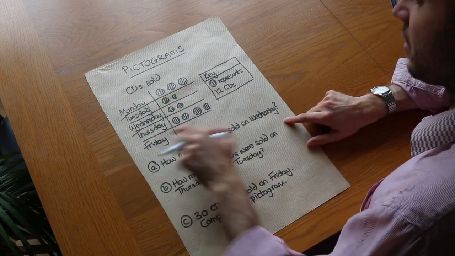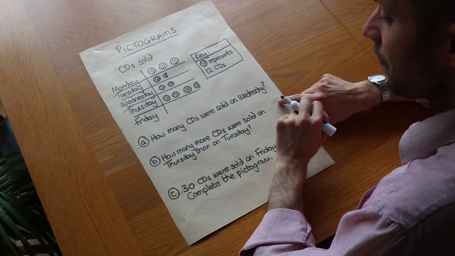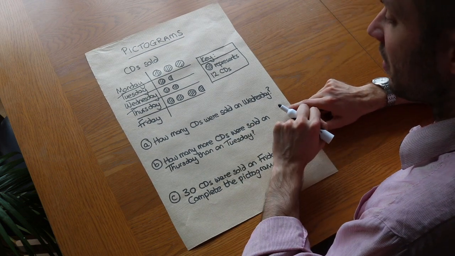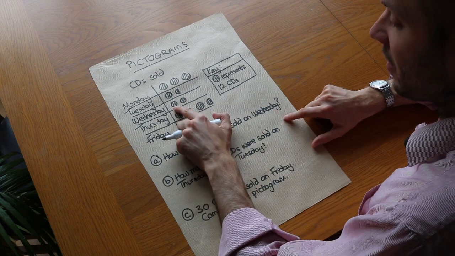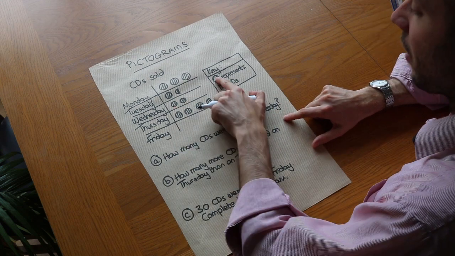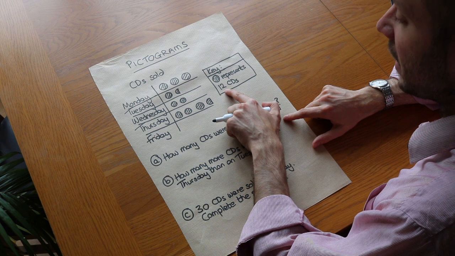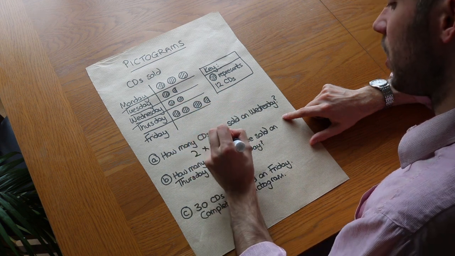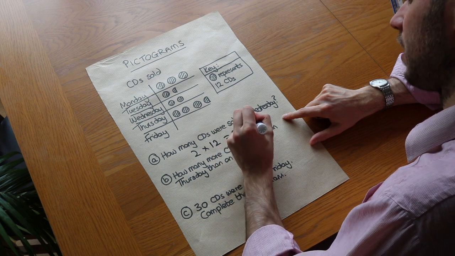So let's use this pictogram to answer these questions here. Firstly, how many CDs were sold on Wednesday? Now we can see here on Wednesday we have 2 blobs here. Looking at our key, each blob represents 12 CDs. So 2 blobs would represent 2 times 12, which is 24 CDs.